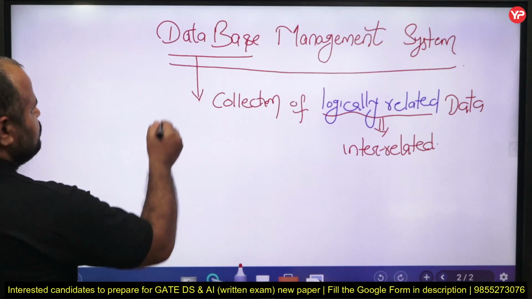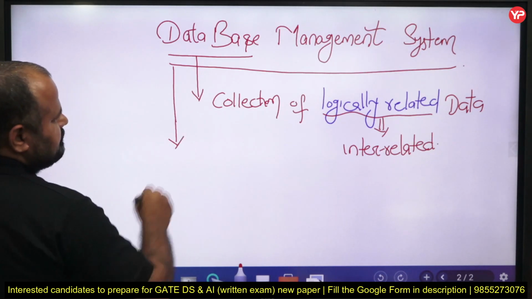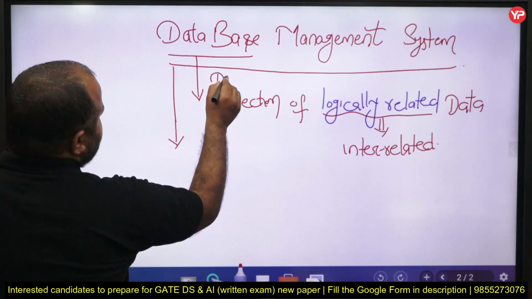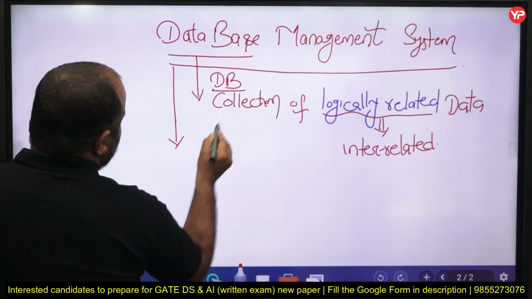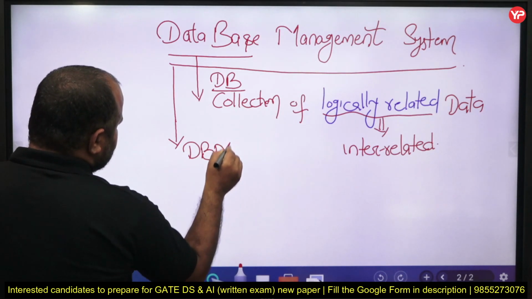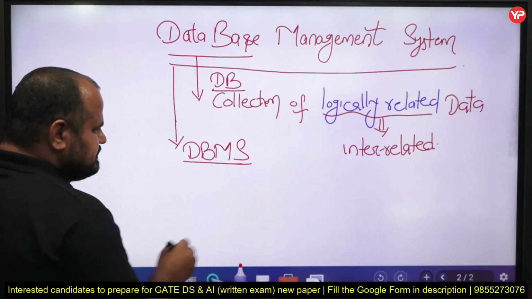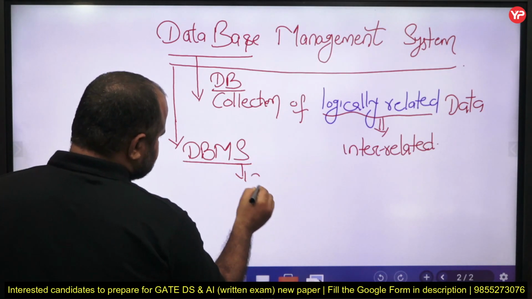Moving towards the full definition, that is database management system. This is the definition of database. And now we are talking about the definition of database management system. See, my dear students, it's a system. System means a set of instructions.